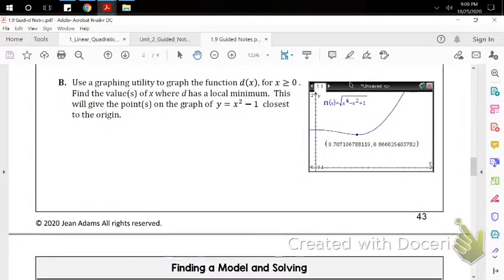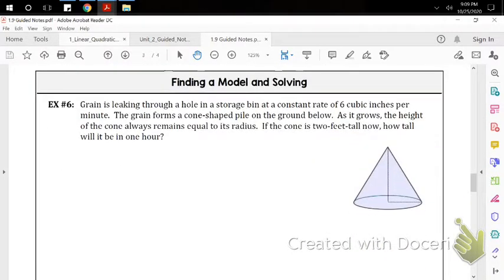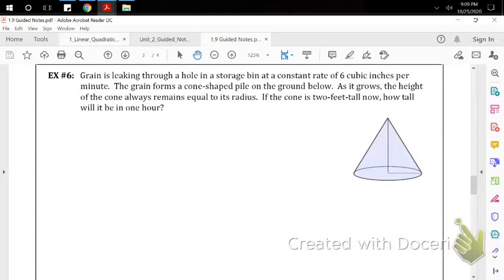Alright, so moving right along here, finding a model and solving. It says the grain is leaking through a hole in a storage bin at a constant rate of 6 cubic inches per minute. The grain forms a cone-shaped pile on the ground below. As it grows, the height of the cone always remains equal to its radius. If the cone is 2 feet tall now, how tall will it be in 1 hour?